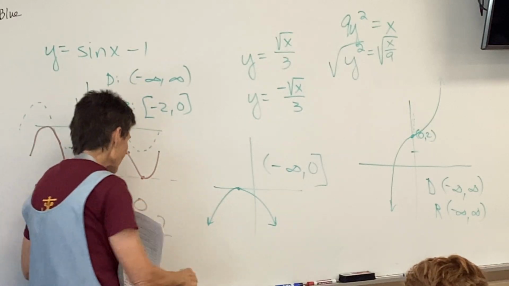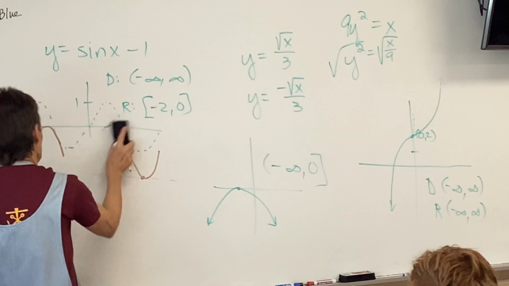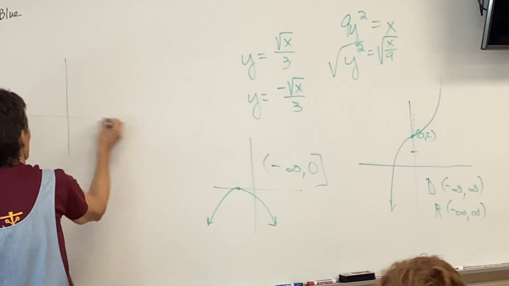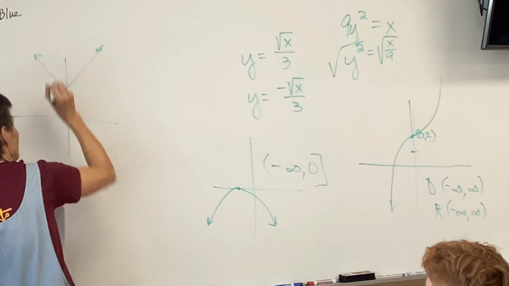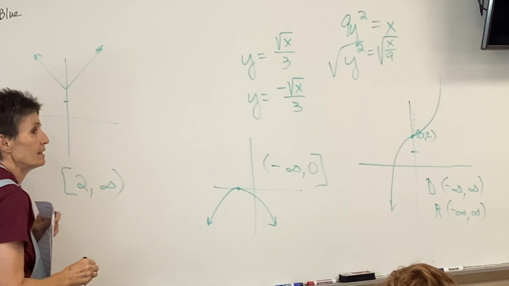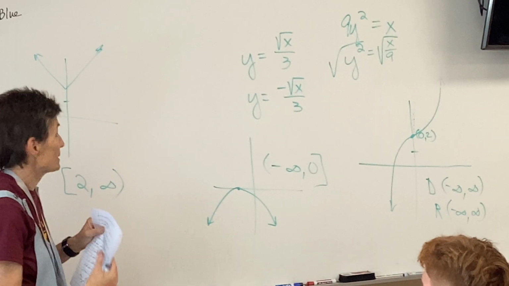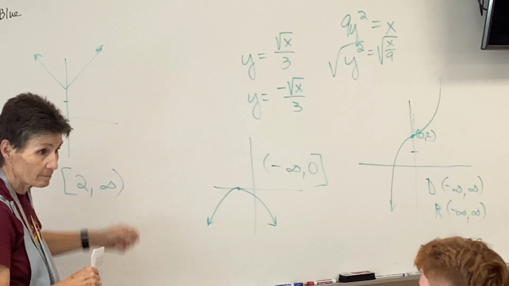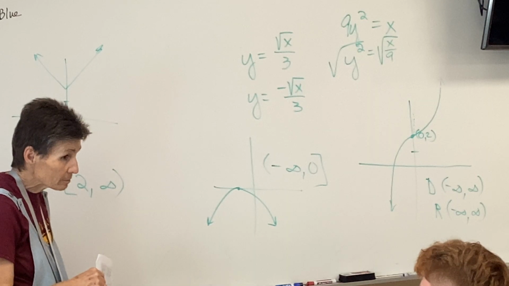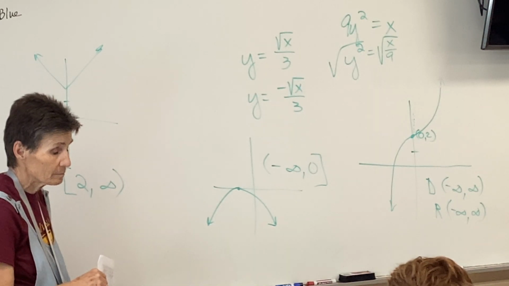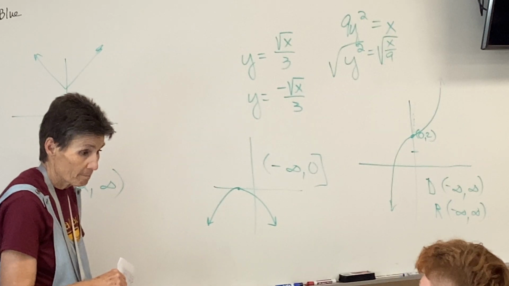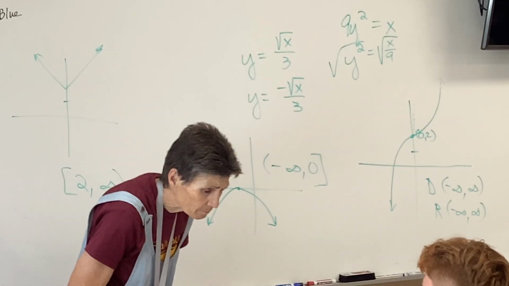Okay, how about the next one? What shape is this? A V. It's a V, but it's up at 2, so it looks like this. That's going to be 2 to infinity. So 2 to infinity is the range. Why is the bracket in there? Because that's included, there's a dot. If that's part of the graph, we use the bracket.